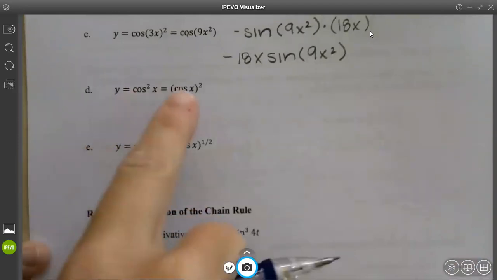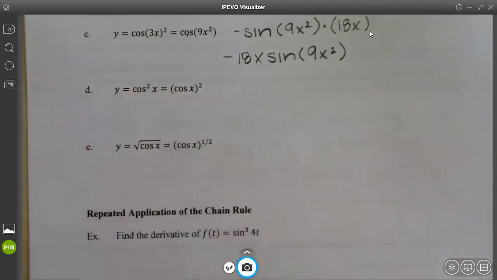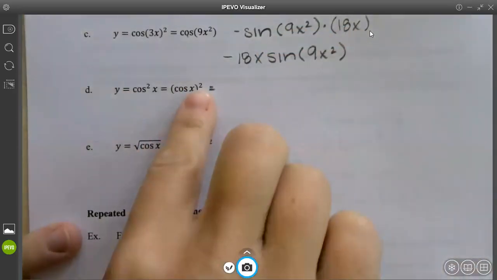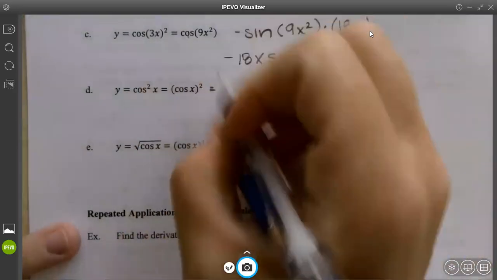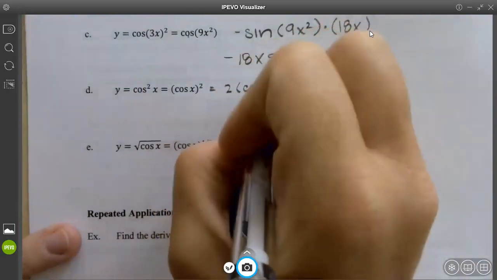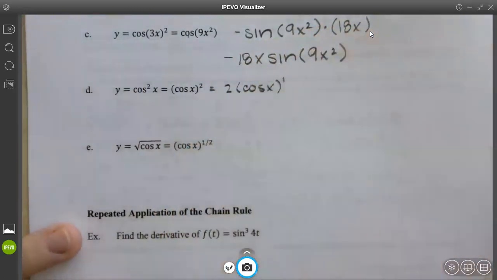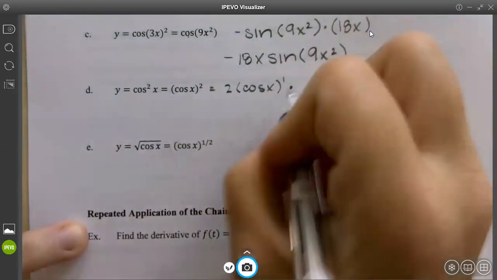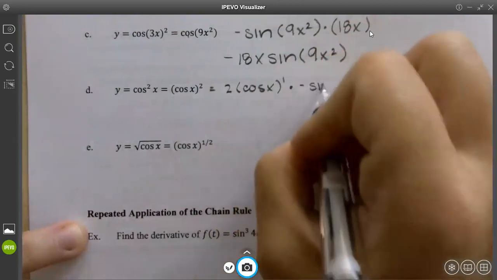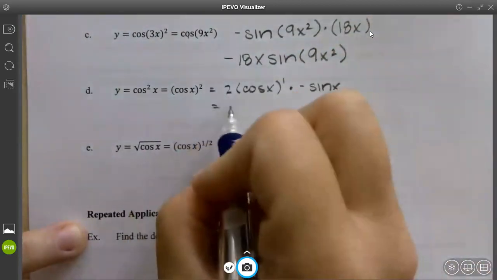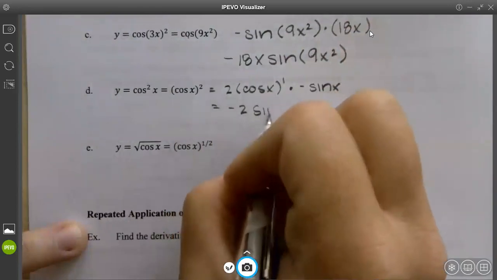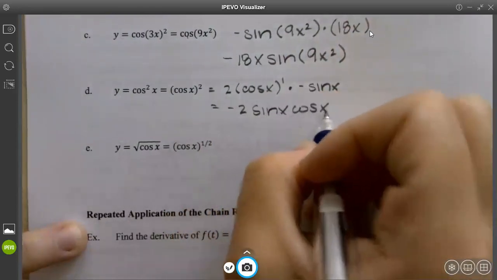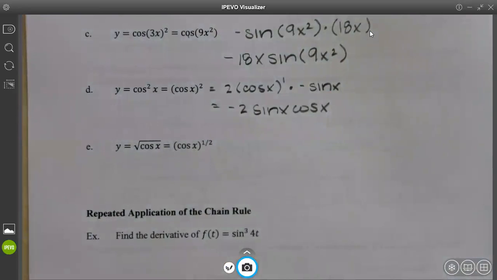Look at D. Remember, cosine squared x is the same thing as cosine x all squared. So for this one, we're going to use the regular power rule. Bring down the power times the function to the 1 less power. I put the 1 up there just so you could see it. Times, what's the derivative of cosine x? So we get negative 2 sine x cosine x. If you gave me negative 2 cosine x sine x, it's the same. Multiplication doesn't matter the order.